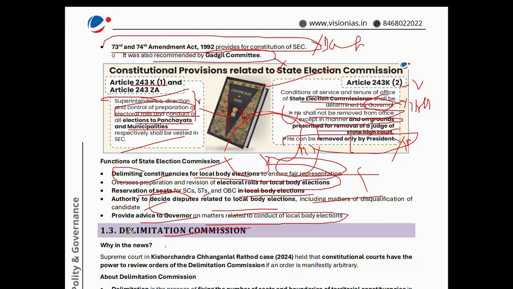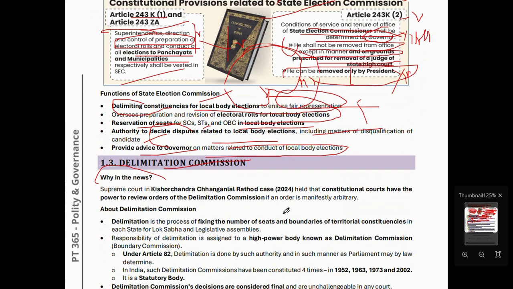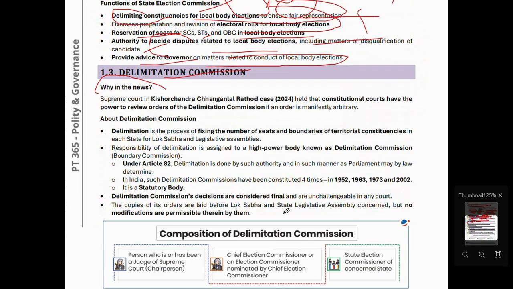Now, recently in the Supreme Court there was a judgment in the Kishore Chandra Changlelal Rathore case, 2020-24. It was held that Constitutional Courts have the power to review orders of the Delimitation Commission to check for arbitrariness. News is not important. Just focus on what the Delimitation Commission is and what its functionality is.